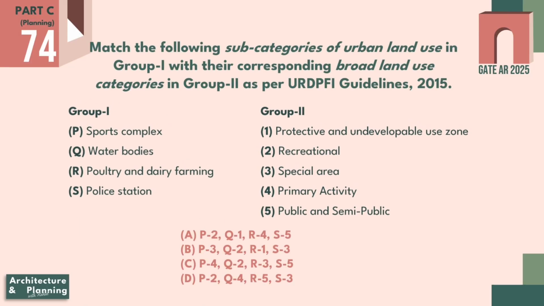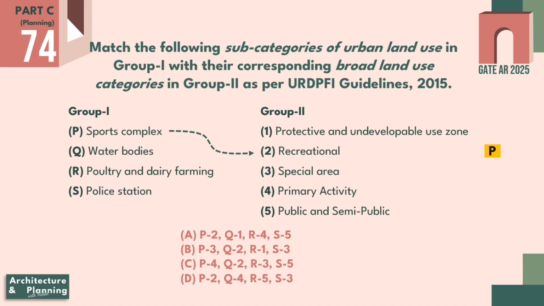Let's move to the next question. Match the following subcategories of urban land use in group 1 with their corresponding broad land use categories in group 2 as per URDPFI Guidelines 2015. So let's see one by one. P is sport complex, which comes under recreational. So P will be 2.